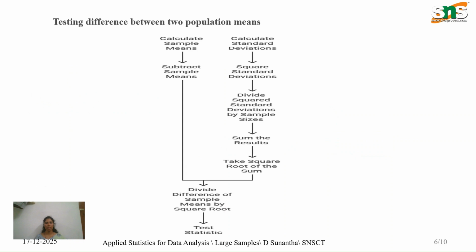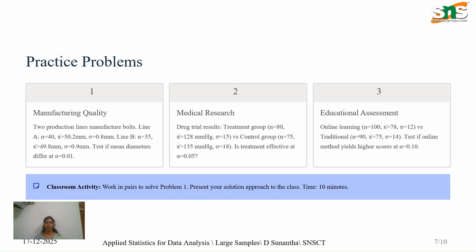Here comes the problem solving part, or the hierarchy. First the sample means are calculated and the difference of the two means is calculated. After that, the standard deviations are calculated and the denominator part, the root of sigma 1 square divided by n1 plus sigma 2 square divided by n2, is calculated. Everything is substituted in the formula and we get the test statistic result, which is also known as the calculated value.